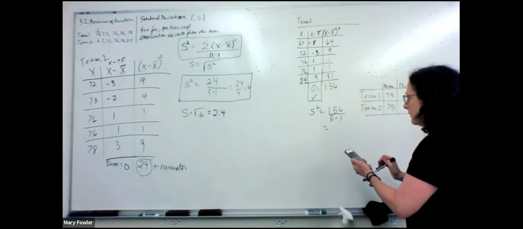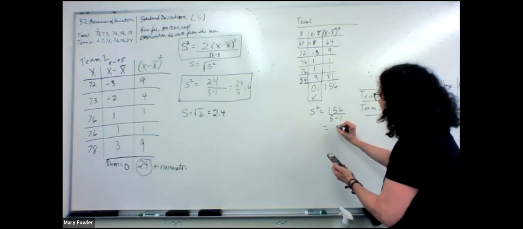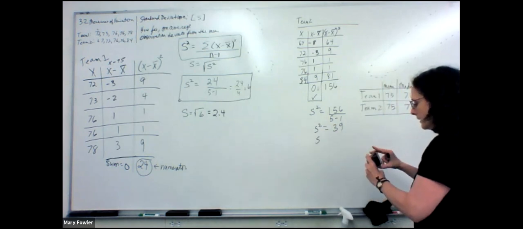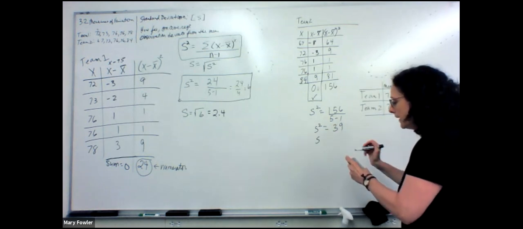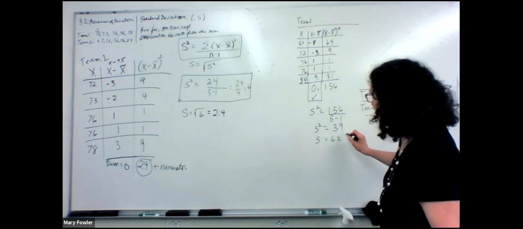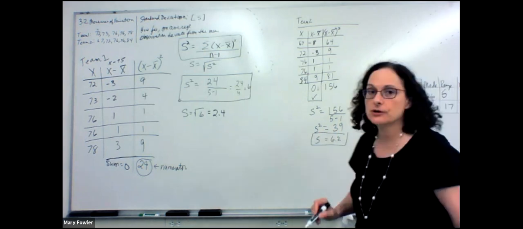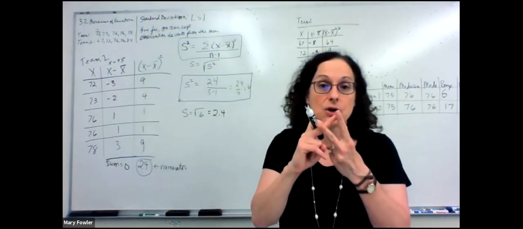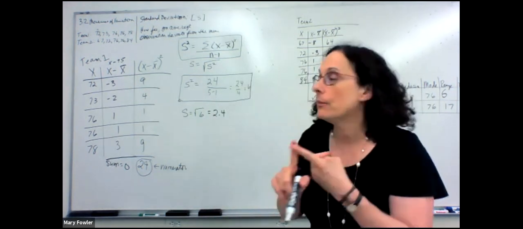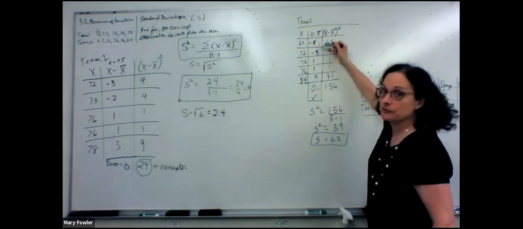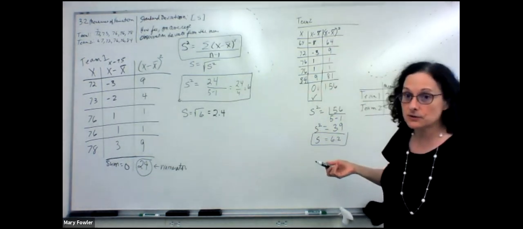Okay. What do we get? It's 39. S squared is 39. And the square root of that is 6.2. So what we have is that the standard deviation for team 2 is 6.2. We can check two things. One thing we can check is that 6.2 is somewhere in the middle of the absolute values of our deviance, and it is, so that's good.